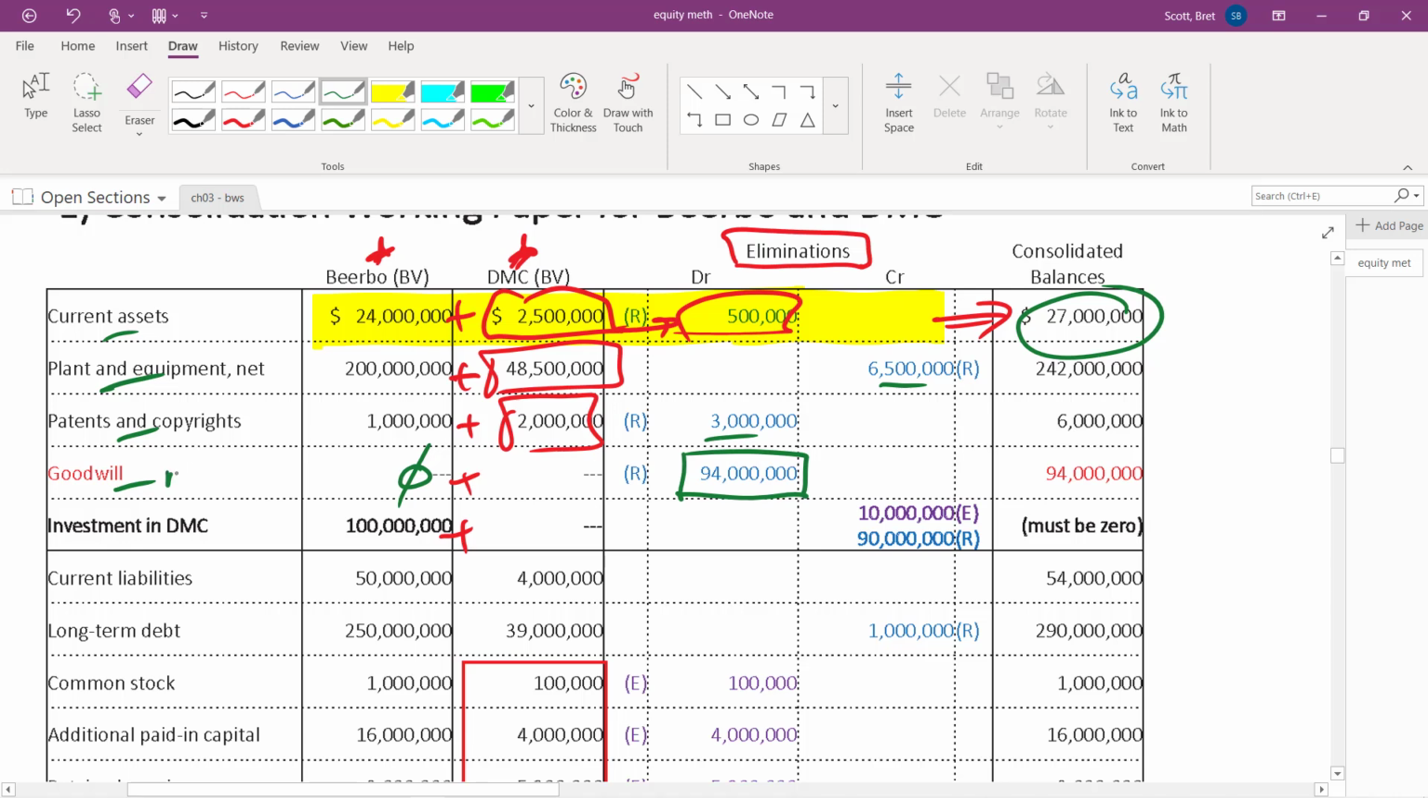This is a new account line item for us. So we're going to insert this, call it $94 million, per what we calculated up above. And then we get down to our investment in DMC. These are all our assets. The investment in DMC is $100 million. We need to make sure it goes to zero by the time we do all our consolidation.